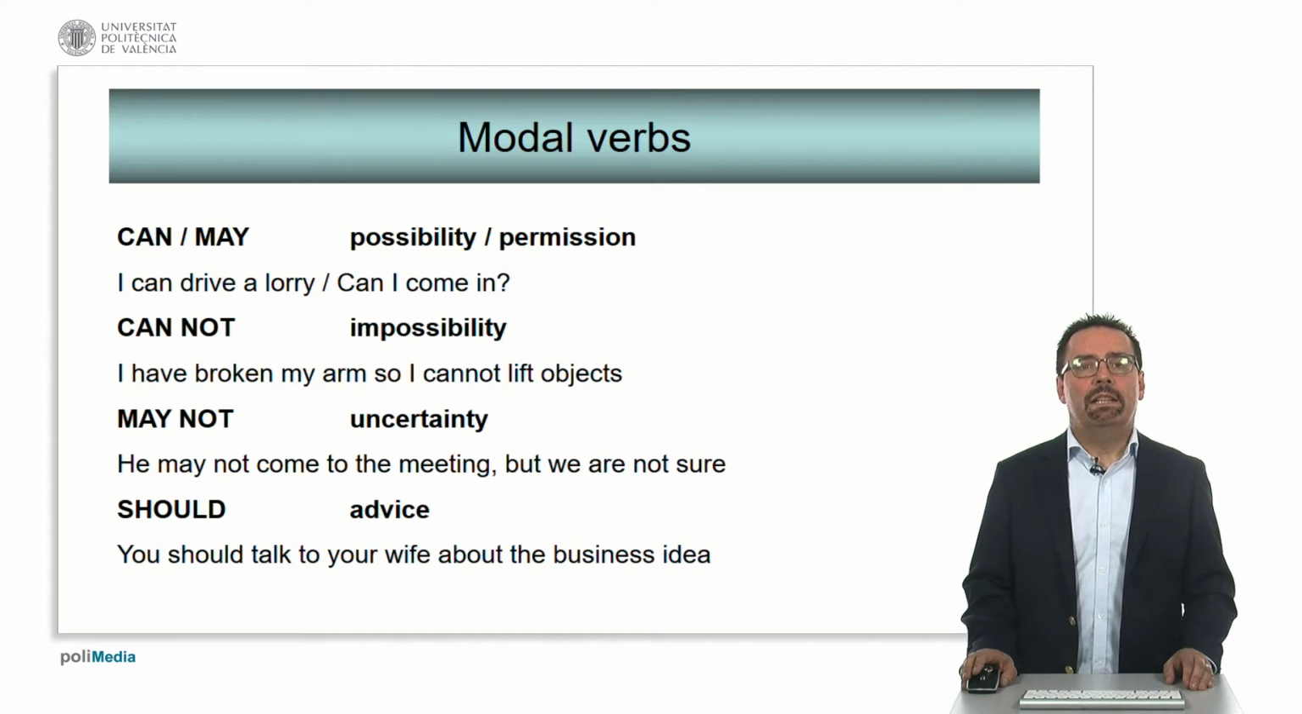Whereas cannot in the negative implies impossibility to carry out an action. In this example, I have broken my arms, so I cannot lift objects. It's impossible for me to lift objects. Whereas may not in the negative is not a synonym of cannot. May not implies uncertainty, not impossibility, but uncertainty. In the example, he may not come to the meeting, but we are not sure.